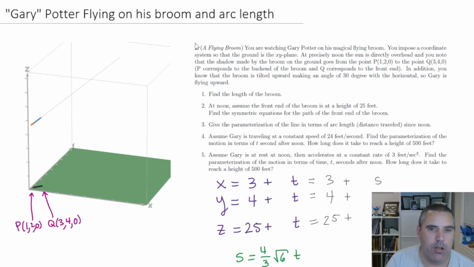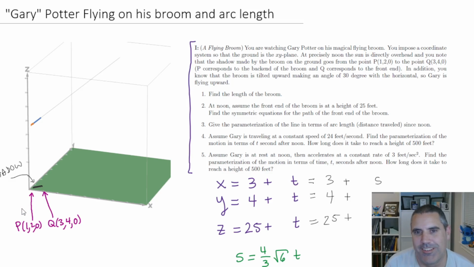And the goal of this was to talk about parameterizing and talk about what arc length means. So I'm curious if people would be interested in me going through and doing this. I don't really have time for that tonight. But I have Gary Potter flying on his magic broom. You impose a coordinate system so that you can see his shadow on the ground. So I'm just going to pose this as a puzzle. And if someone says, I would like you to actually talk about the problem more, I will. I had a similar one about Aladdin on a flying carpet and several others that involve this idea.